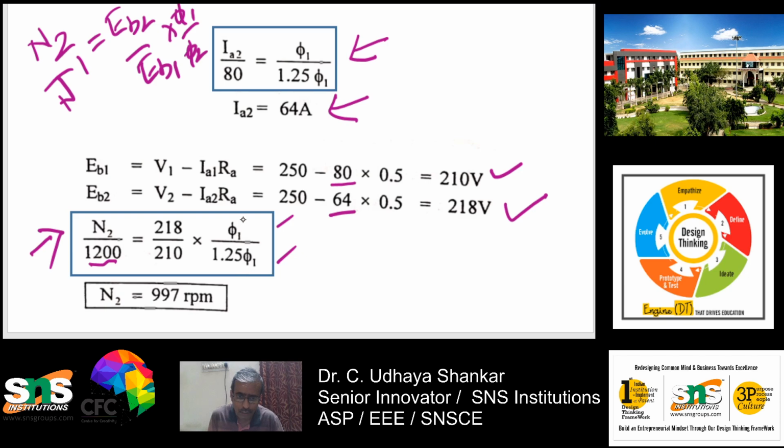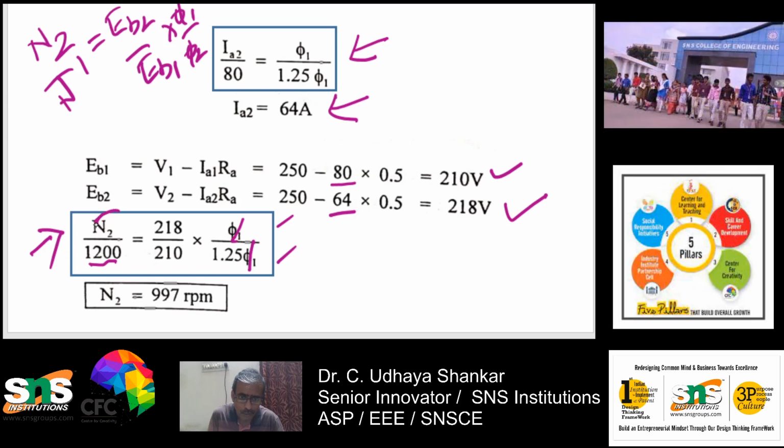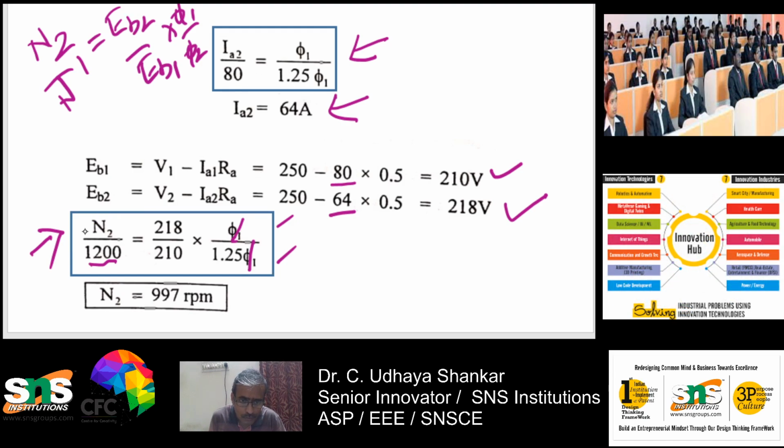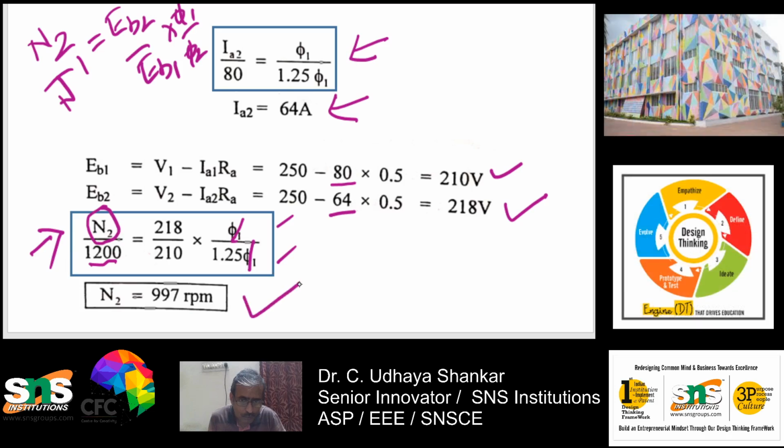So both phi 1 will get cancelled, and the only unknown is N2. It is very simple to calculate. Directly you can substitute and you will get the answer as 997 RPM. So this is how we solve the electric drives problem.